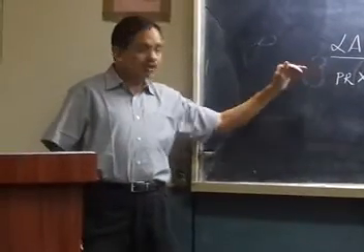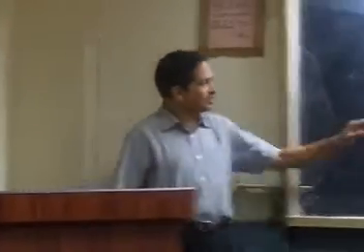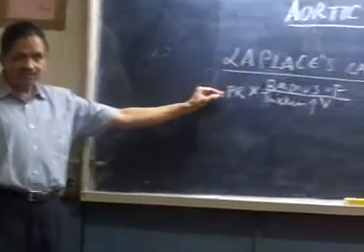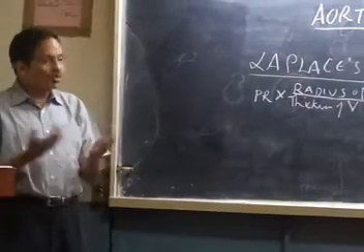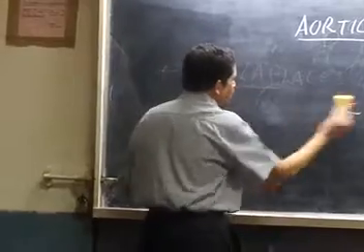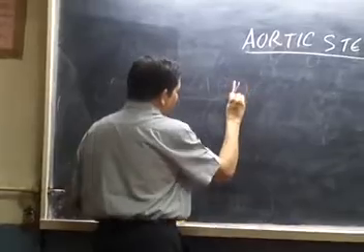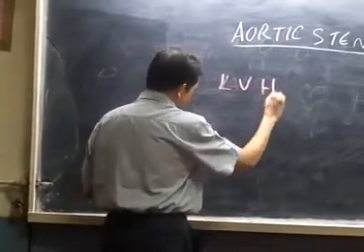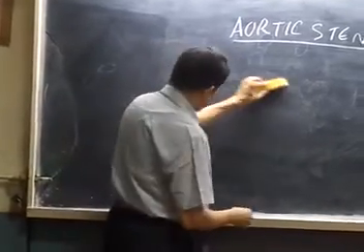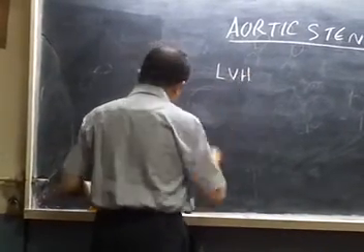Because of this, the patient will be asymptomatic for a long time. Patient will not have symptoms. So this makes the patient asymptomatic, compensated. So what is the outcome of this? The outcome of this Laplace's law in aortic stenosis, to mention in one word, is LVH. What happens? There is left ventricular hypertrophy.